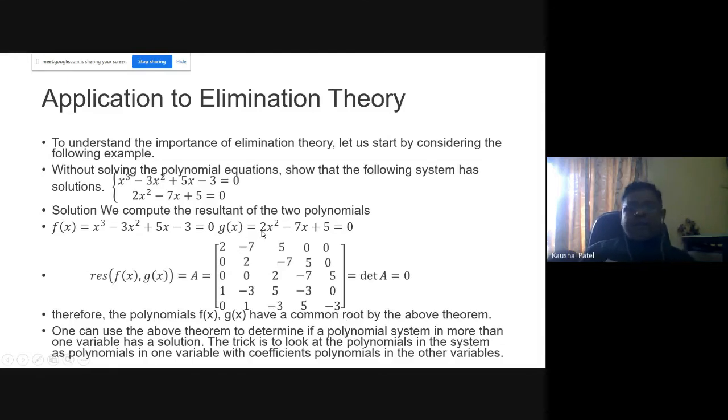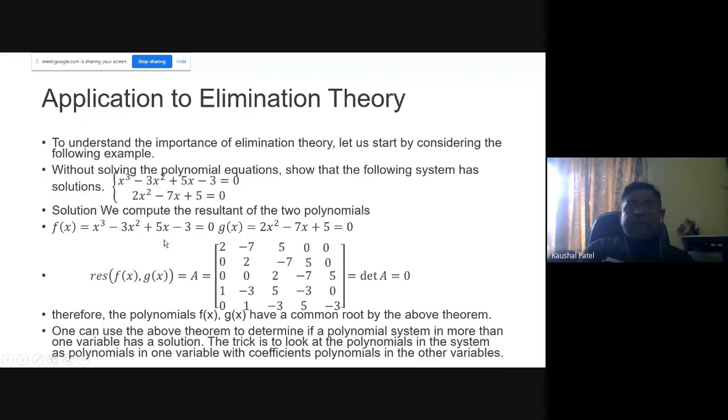How? The coefficients of g(x) are 2, minus 7 and 5. Here the coefficients are 1, minus 3, 5 and minus 3. So it is a 5 by 5 matrix. We can start with 2, minus 7, 5, 0, 0. Now we shift it one place: 0, 2, minus 7, 5, 0, and then 0, 0, 2, minus 7 and 5. The next one is x cube minus 3x square plus 5x minus 3, which can be defined as 1, minus 3, 5, minus 3, 0. The next row is 0, 1, minus 3, 5, minus 3. Whenever we make the determinant and this determinant is 0, then we can say that it has a common root.